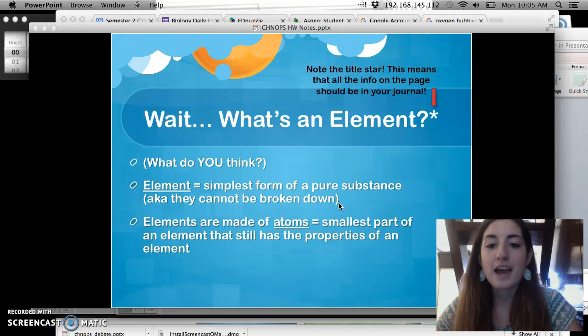And then they are made of atoms, which is the smallest part of an element that still has the properties of that element. Those are 2 vocab words. Please write those down. Element equals and atoms equals.